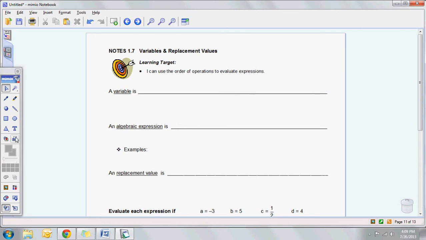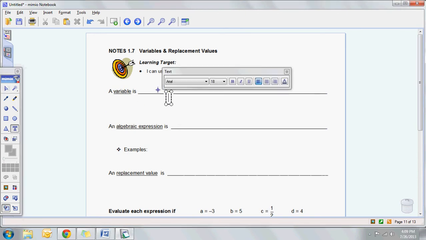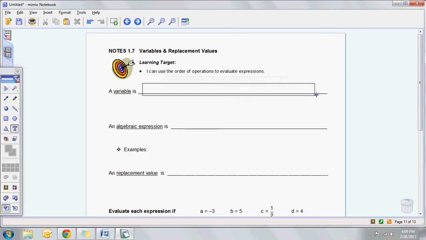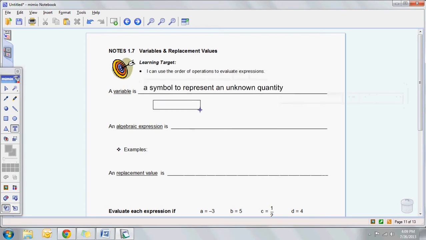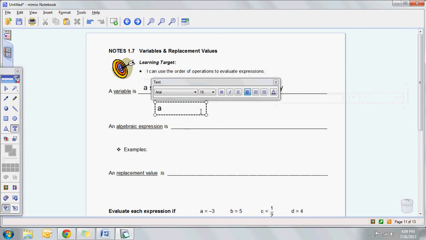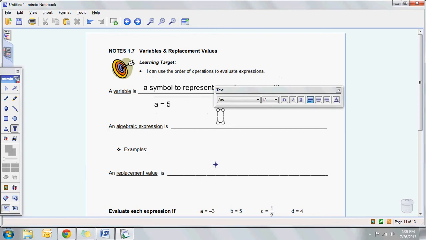So let's start off by defining what a variable is. A variable is a symbol to represent an unknown quantity. So something to stand for something else. So for example, we see these all the time. A could be a symbol or a variable to stand for any number, so 5. Okay, so that's a variable.